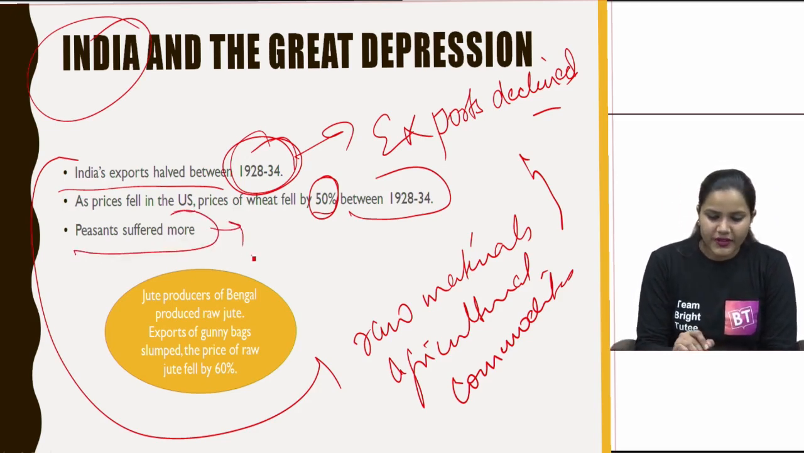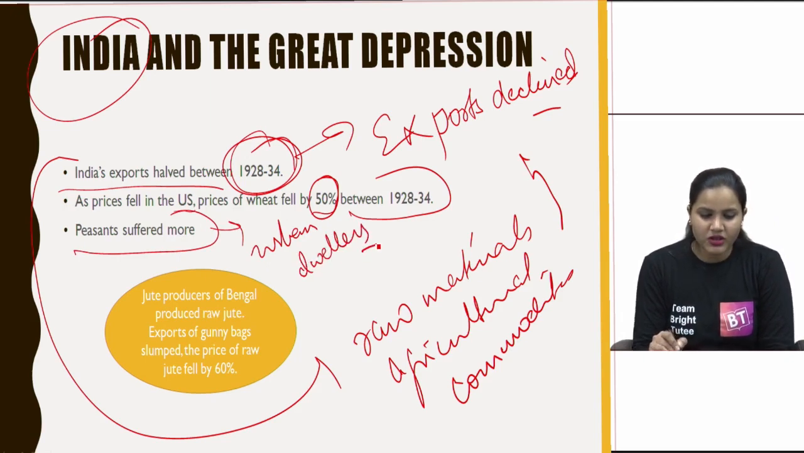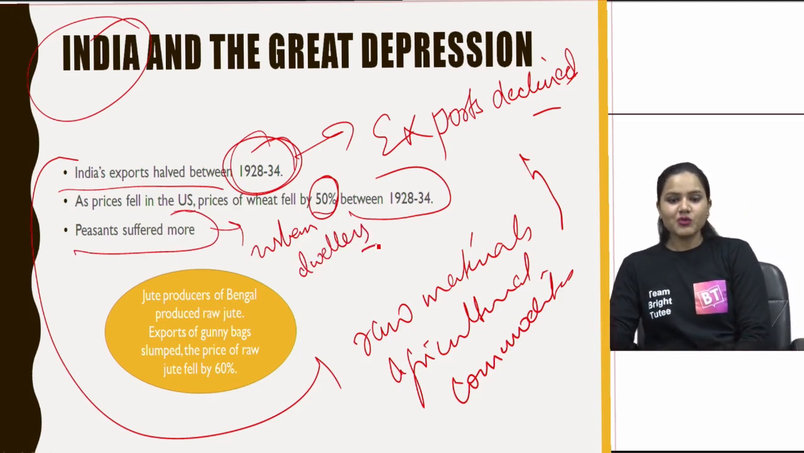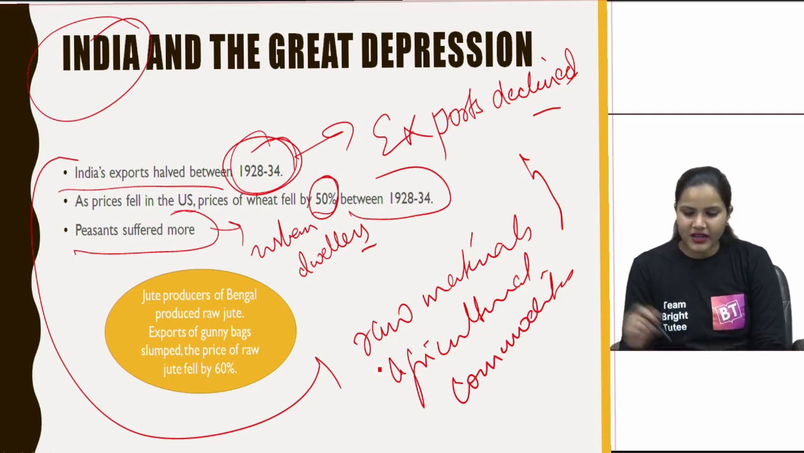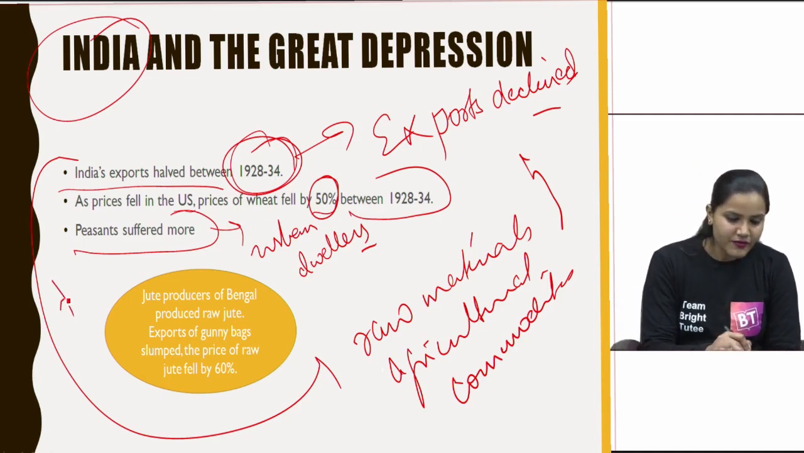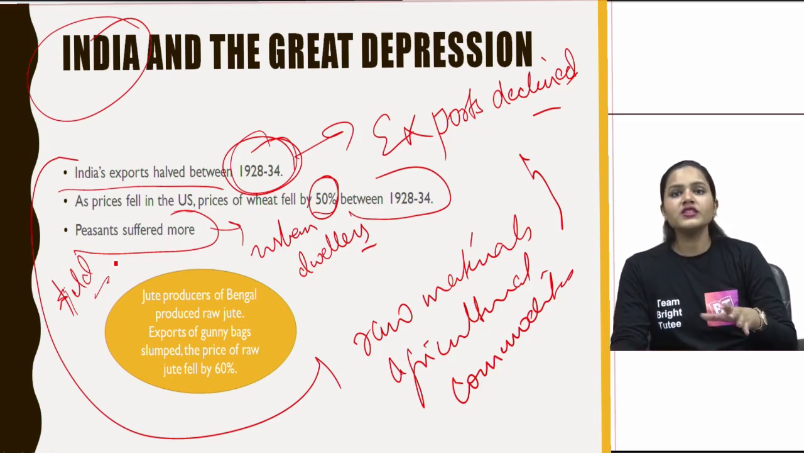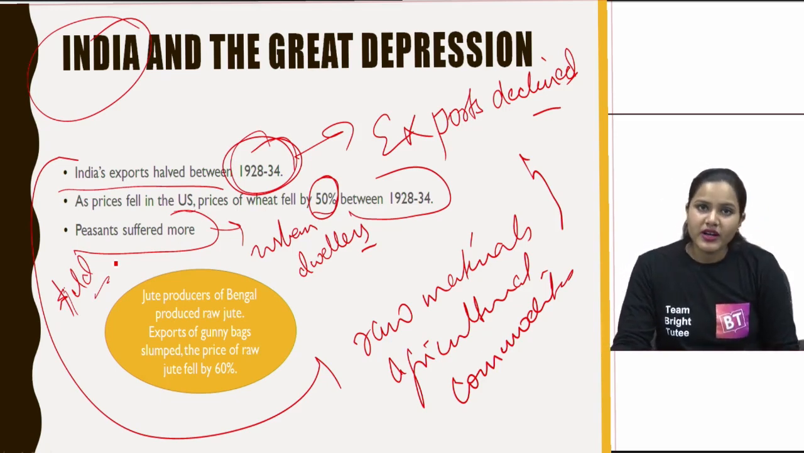Peasants suffered more than the urban dwellers. Now why were these peasants suffering more? Because the impact was mainly on the agricultural commodities, the agricultural products, and also their whole field where they were growing crops was of no use. Why? Because all these crops, the prices were going down.